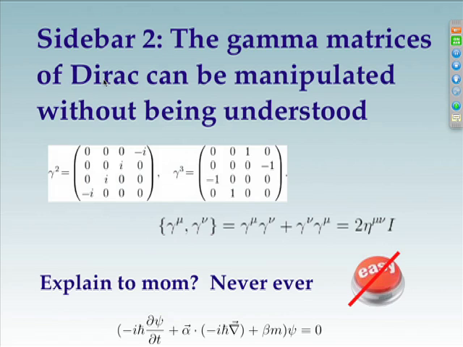And sidebar number 2 are the gamma matrices. Now, this is going to be a longer sidebar because the gamma matrices are the things that make up the alpha and the beta. These can be manipulated if you're in graduate school without really being understood. You can look them up. You can do gamma 1, 2, 3, 4, 5. These kinds of things. They have these types of rules, but you can't really explain it to mom.